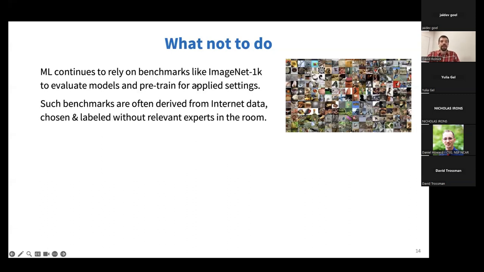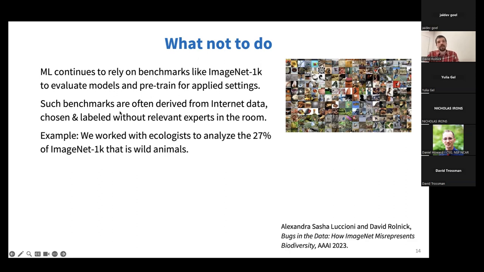Now, ImageNet was, like many other benchmark data sets, derived from internet data, and it was chosen and labeled without relevant experts in the room. The whole approach was designed by computer scientists using WordNet, which was designed by, I guess, linguists, but it wasn't designed based upon experts in the domains relevant to those images. And in particular, 27% of ImageNet 1K is actually wild animals. There's also a hefty amount of dogs and cats, so domesticated animals, but we're working just with the wild animals, and we'll think about those.